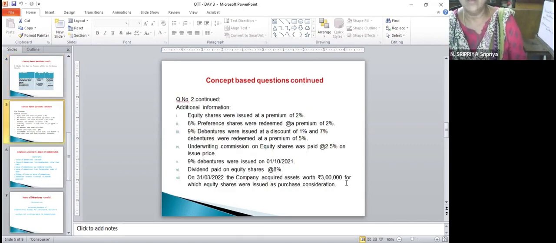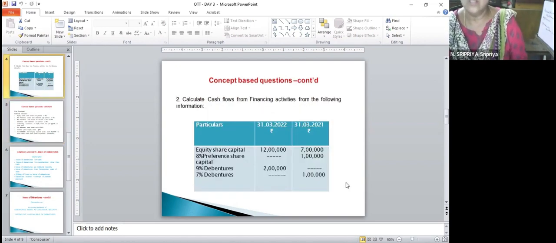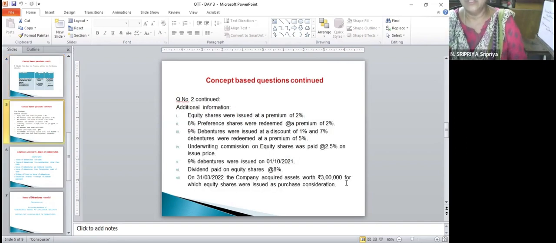Then you are given 7% debentures were redeemed at a premium of 5%. So 1 lakh is the amount of debentures redeemed. With that, you will add another 5,000 rupees. 1 lakh 5,000 will be the amount to be paid.